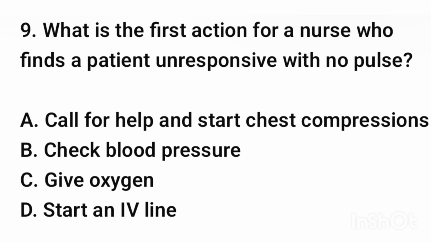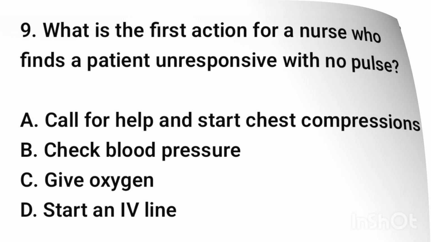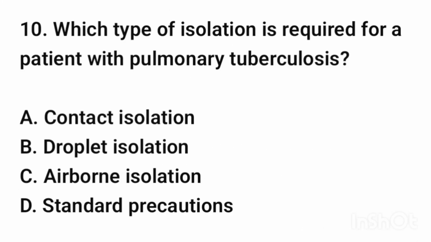Question number 9. What is the first action for a nurse who finds a patient unresponsive with no pulse? The correct answer is option A, call for help and start chest compressions. Question number 10. Which type of isolation is required for a patient with pulmonary tuberculosis? The correct answer is option C, airborne isolation.